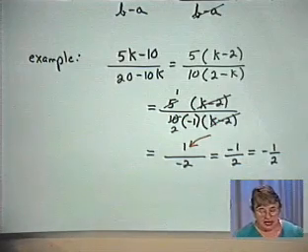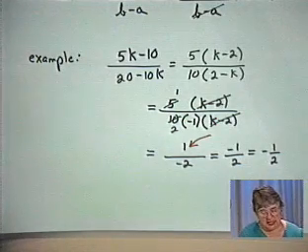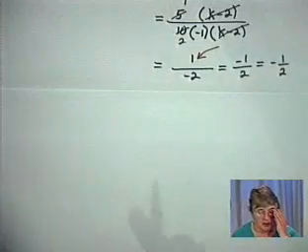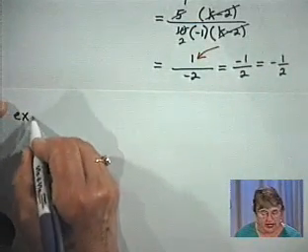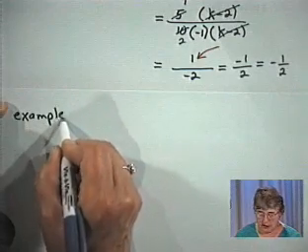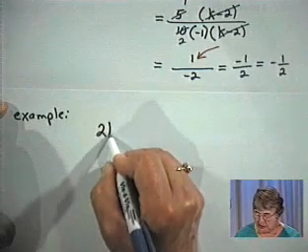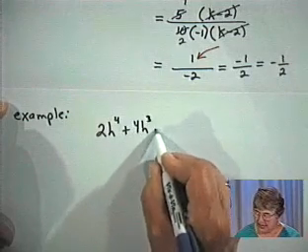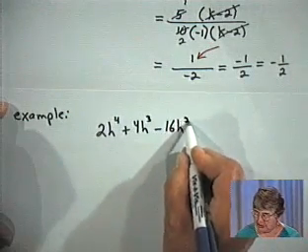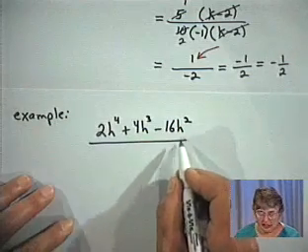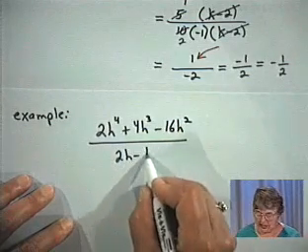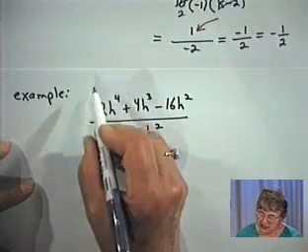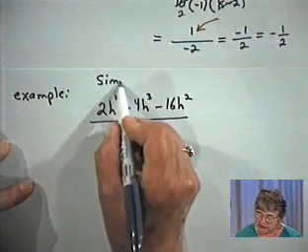All right. Now let's look at an expression which is a little more complicated. Suppose we have the expression 2 times h to the 4th plus 4h cubed minus 16h squared, and that expression is divided by 2h minus h squared. We have a rational expression in h, and the job in this case is to simplify.